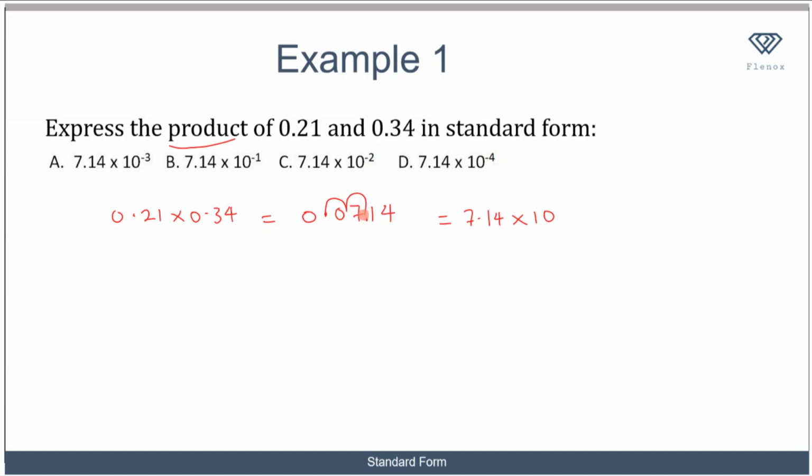1, 2. I shifted it twice, and I shifted it in the right direction. And remember, if you are shifting towards the right direction, the exponent is going to carry a negative sign. So this will be 10 to the power of what? Minus 2. So which option corresponds to that? 7.14 times 10 to the power of minus 2, which is C. So the answer to this question is C. Pretty straightforward, right? It's actually very easy to tackle.